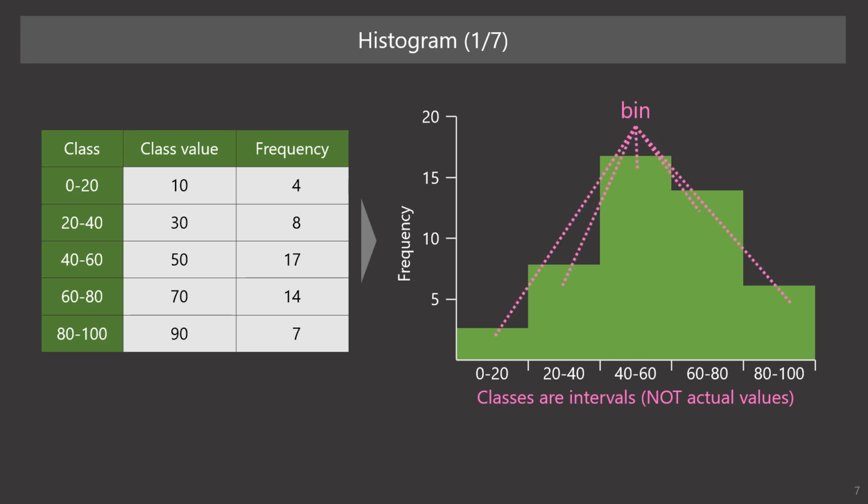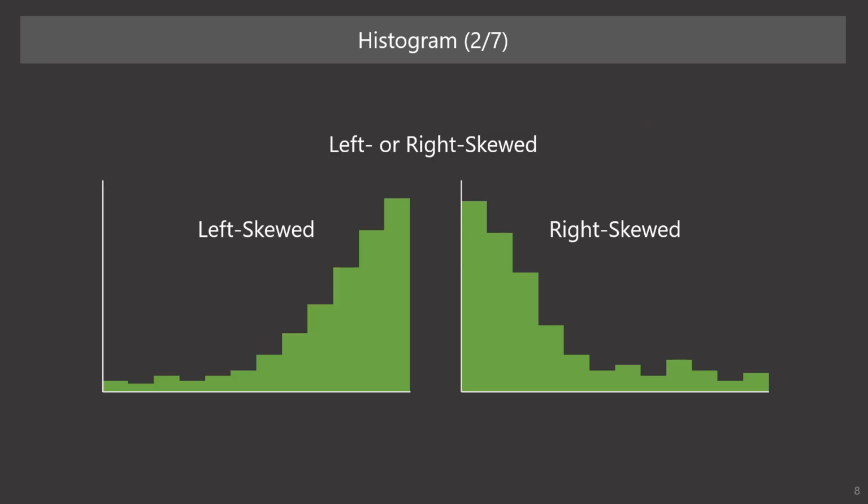A bar in a histogram is usually called a bin. Each bin represents how many observations belong to each class, that is, the number of observations that fall within the class. A histogram can show the distributions of the data clearly. As we know, not all datasets have a symmetrical distribution. By displaying data distribution using a histogram, we can see whether the data distribution is symmetrical, left-skewed, or right-skewed.